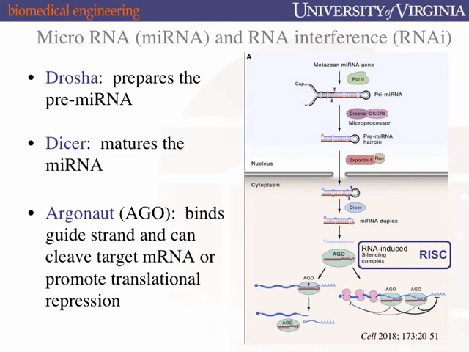Conversely, if there's a more imperfect match between the guide strand and an RNA, Argonaute will bind but not cleave the RNA. But simply by binding and occupying the RNA, this can block protein translation, and then you can downregulate the protein product of that mRNA. So the microRNA machinery can downregulate or silence genes and proteins, either by degrading the mRNA or by blocking translation and preventing the protein product from occurring.